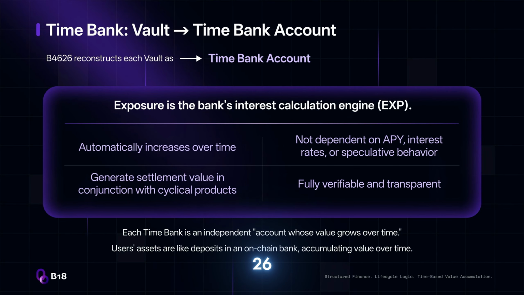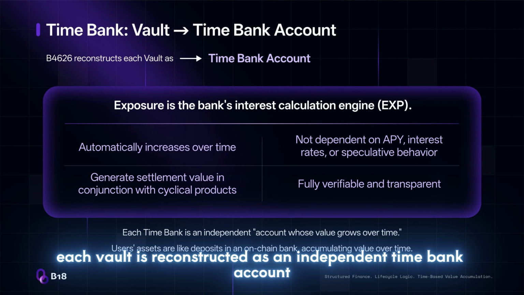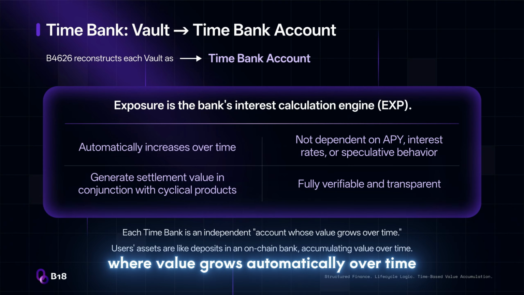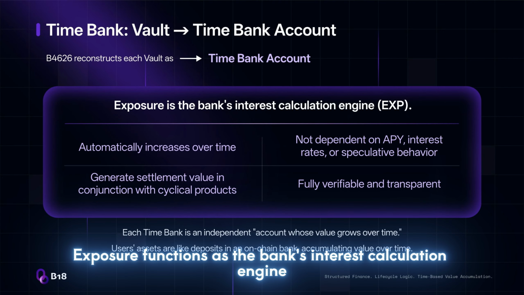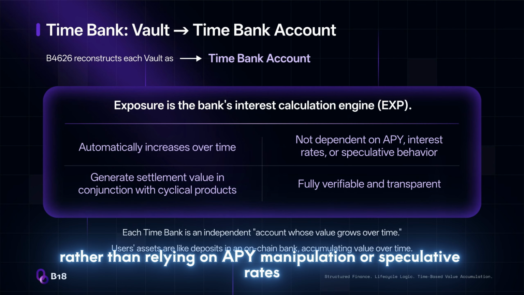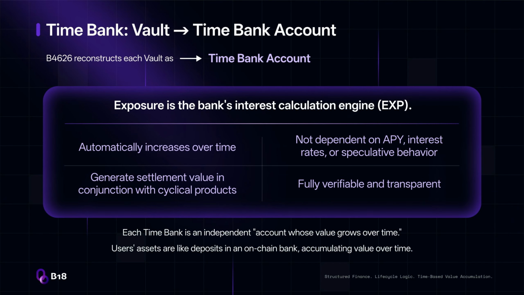In B4626, each vault is reconstructed as an independent time bank account. User assets are treated like deposits in an on-chain bank, where value grows automatically over time. Exposure functions as the bank's interest calculation engine. It increases deterministically with time, rather than relying on APY manipulation or speculative rates.